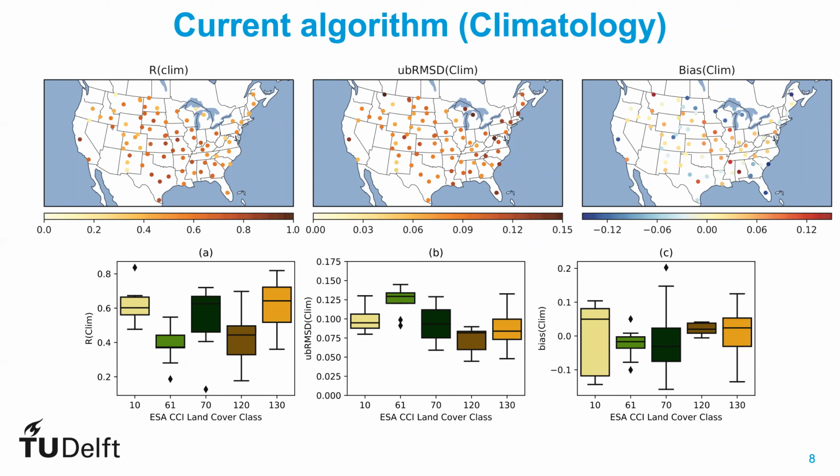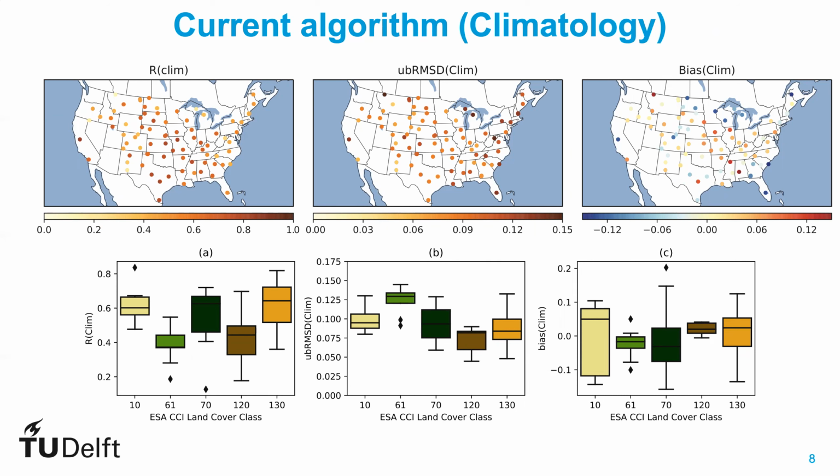The median Pearson correlation coefficient is 0.58, with values up to 0.79. Values are highest in the central US and lower in more arid areas. The mean unbiased root mean square difference is 0.09% volumetric, and the median bias is just 0.01%. Negative values of bias were more common in the west, while positive values were more common in the east.